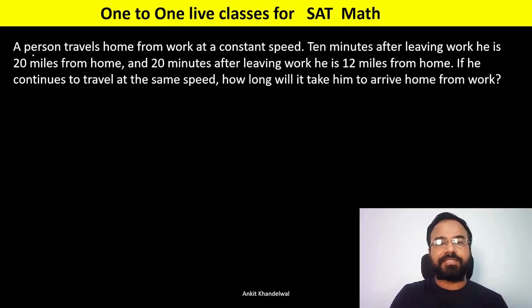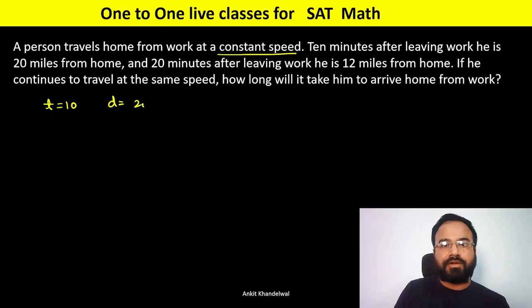Here, the first question says, a person travels home from work at a constant speed. 10 minutes after leaving work, he is 20 miles from home, and 20 minutes after leaving work, he is 12 miles from home. If he continues to travel at the same speed, how long will it take for him to arrive home from work? So basically, it is saying the person is going at a constant speed. After 10 minutes, the distance from home is 20, and after 20 minutes the distance from home is 12.